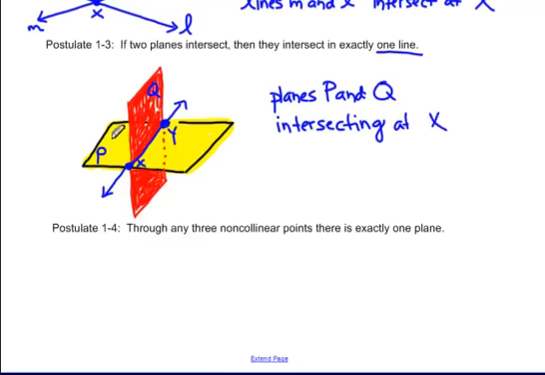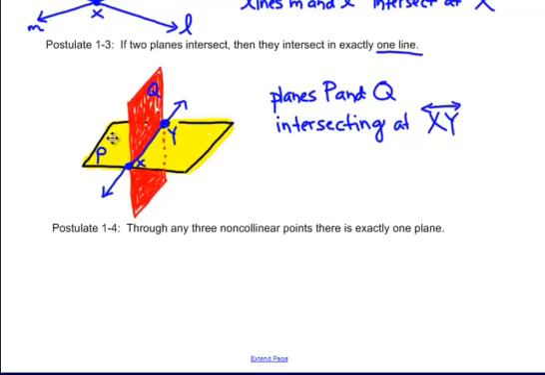Intersecting at line XY. Now I want you to know that this point X is on both the red plane and the yellow plane. This point Y is both on the red plane and the yellow plane. And this is my picture of two planes intersecting in exactly one line.